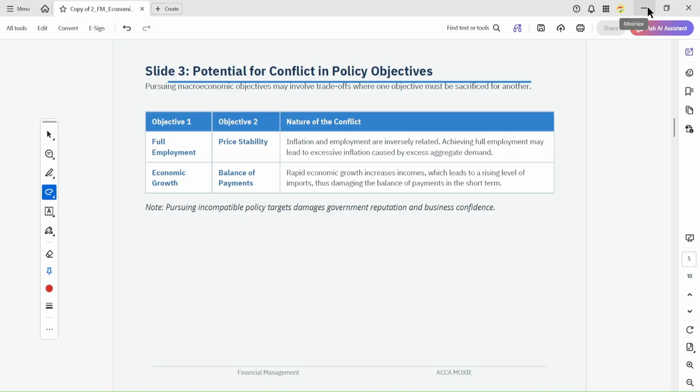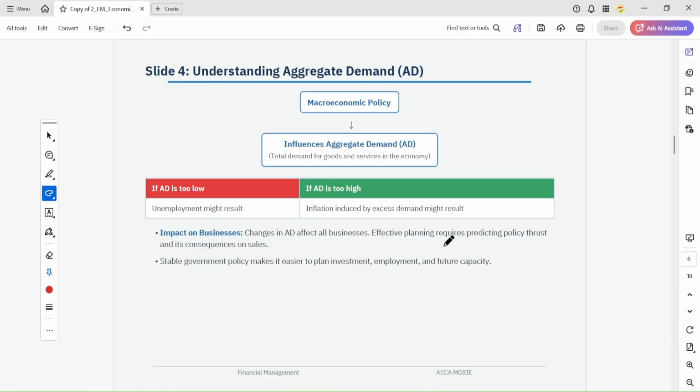Before I explain the conflict of objectives, we have to understand aggregate demand. What is aggregate demand? Aggregate demand is the demand for goods and services in the economy. It is the overall demand of the country.